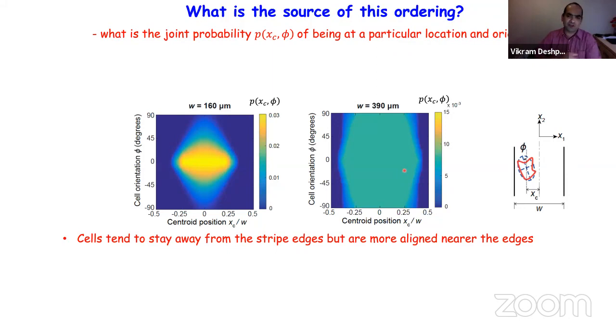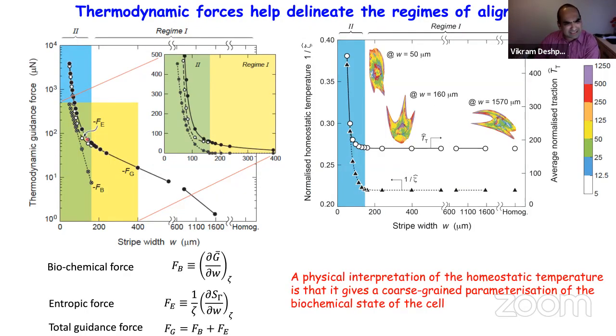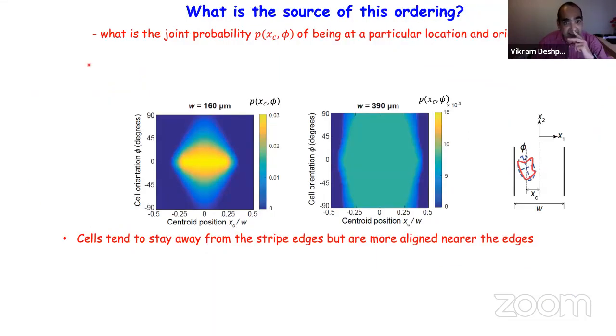So now the question is, what is the source of ordering? In regime 2, I understand the source of ordering. The biochemistry of the cell is changing, so that's what's changing the ordering of the cell. The question is, what is happening in regime 1 where no biochemistry is changing? What possibly could be ordering the cell in this regime 1 when the width is so large and the cell is so small, really?